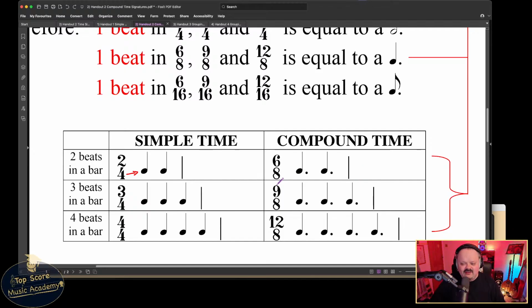Okay, so it's not just 2 crotchet beats as, let's say, in 6/8 it's going to be 6 quaver beats. 2 crotchet beats, 2 dotted crotchet beats, 3 crotchet beats, 3 dotted crotchet beats, 4 crotchet beats, 4 dotted crotchet beats. So always compare the 2 sides together like that in this little handout here, and you should be okay.